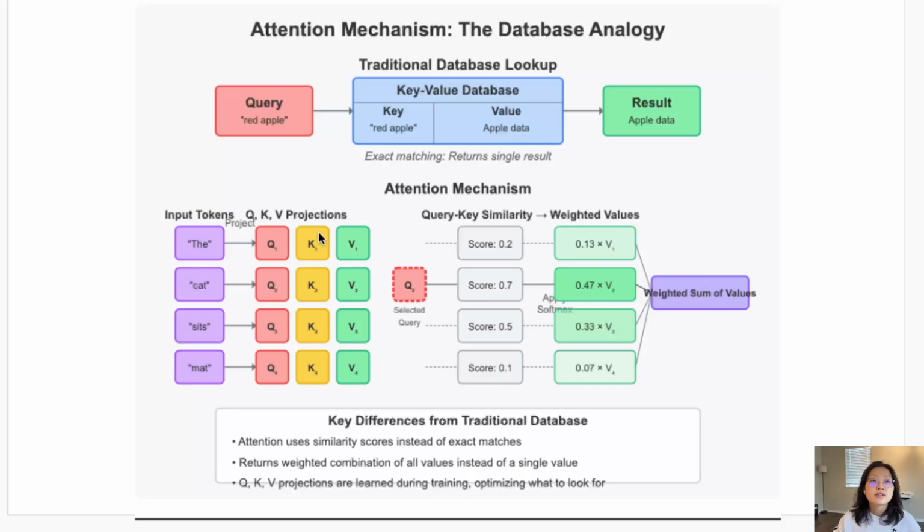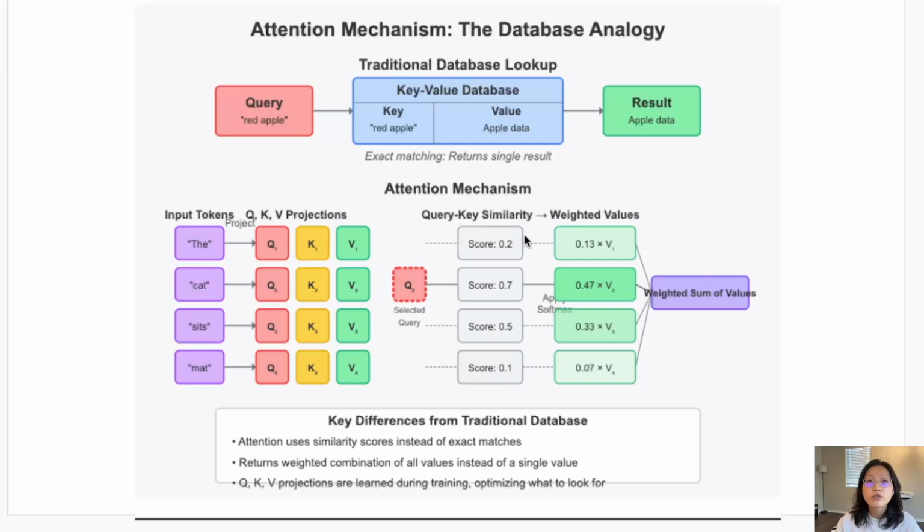Let's walk through this process step by step. So start with the input tokens. We have "the cat sits mat." The model creates vector representations and then uses query, key, value projections to project each token into embeddings that represent query, key, and value. Here, we are making queries for token 2.